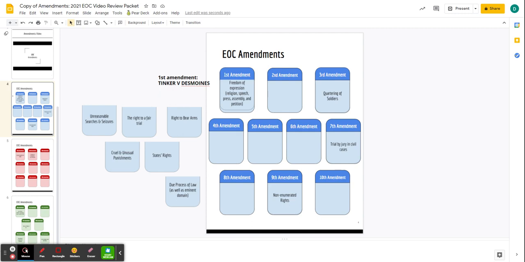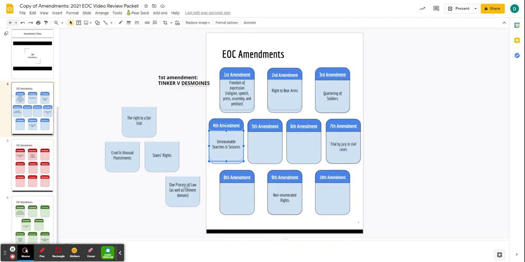The Second Amendment is the right to bear arms. Third Amendment is the quartering of soldiers. The Fourth Amendment protects from unreasonable search and seizures. Police can't just search your home or search your car without reason or suspicion.